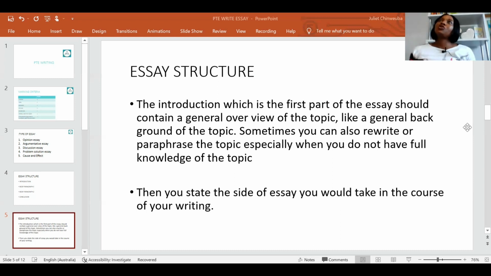So this is how the introduction is going to be. Either you're paraphrasing the topic sentence and just saying things about it, and then you state your own side, as in what you're going to be saying. Remember, I said in this PTE, majorly, the kind of essay that you see in the PTE Write Essay is basically an argumentative essay.